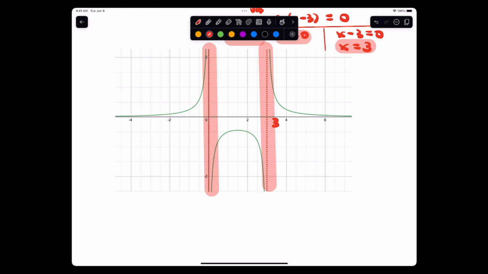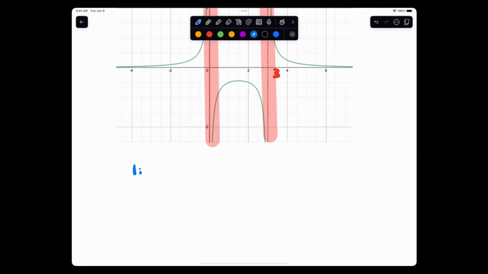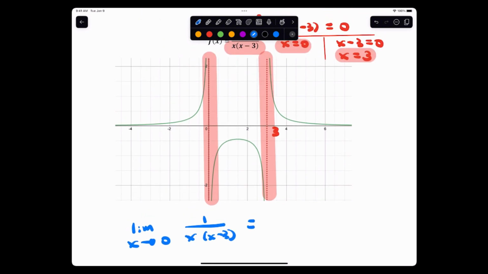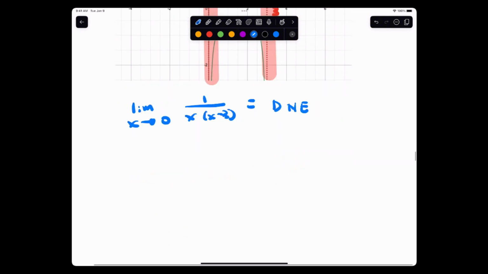So what do you think they're going to want to ask you? See if you guys are awake. What's the limit as x approaches 0 of 1 over x times x minus 3 here? So around 0, what's the limit? You guys can see it in the picture by now. What do you guys see? Be careful. Does not exist. Is that true? Because both sides around 0 are going in opposite directions. Okay. What about around 3? Same thing. Outstanding.